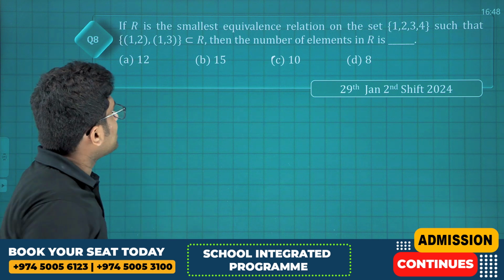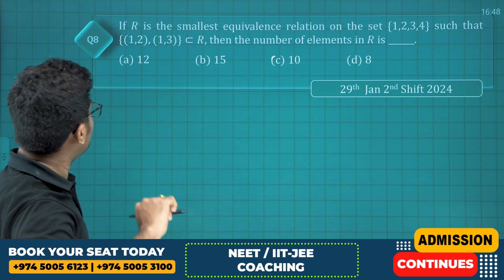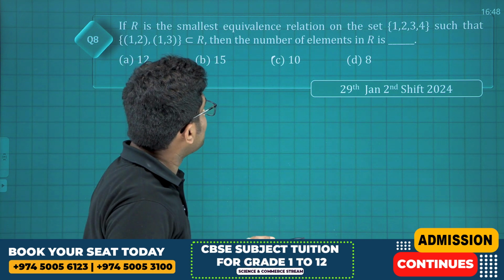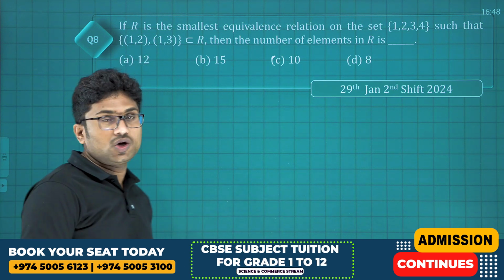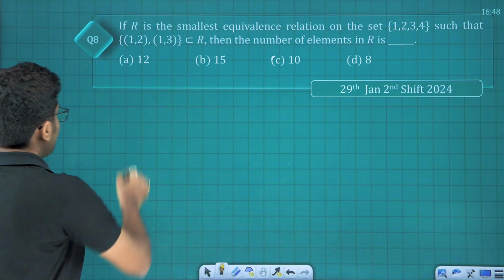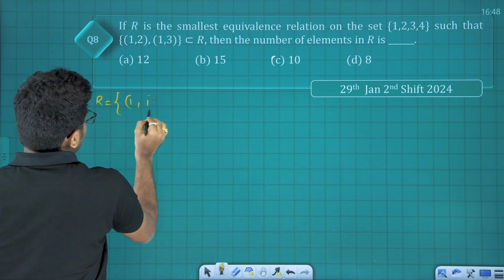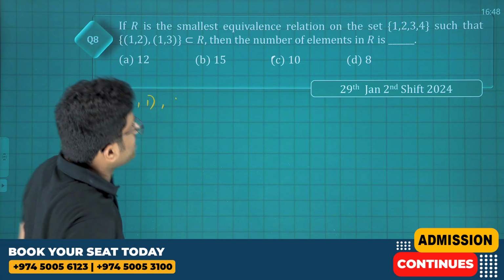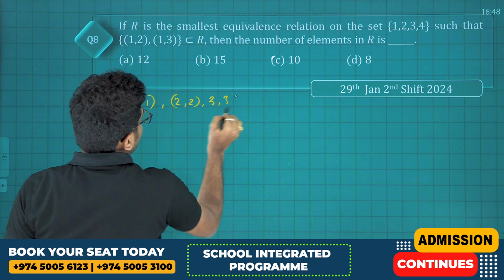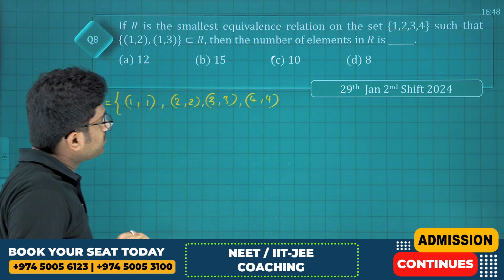R is the smallest equivalence relation on the set 1, 2, 3, 4 such that 1 comma 2 and 1 comma 3 are a subset of R. Then the number of elements in R is, oh God, smallest equivalence relation. It should be reflexive. So to make it reflexive, 1 comma 1, 2 comma 2, 3 comma 3, 4 comma 4 should be there, correct?